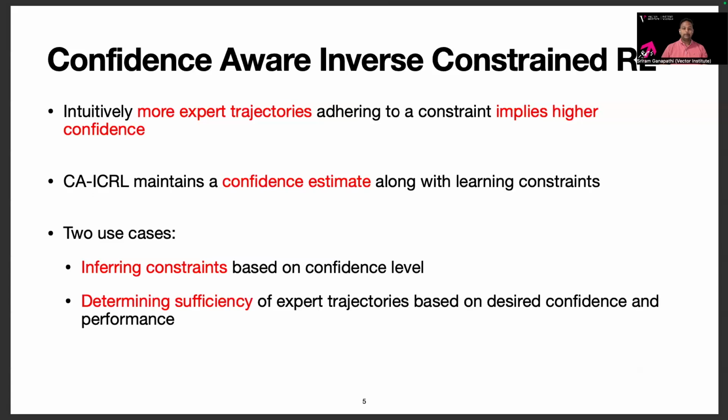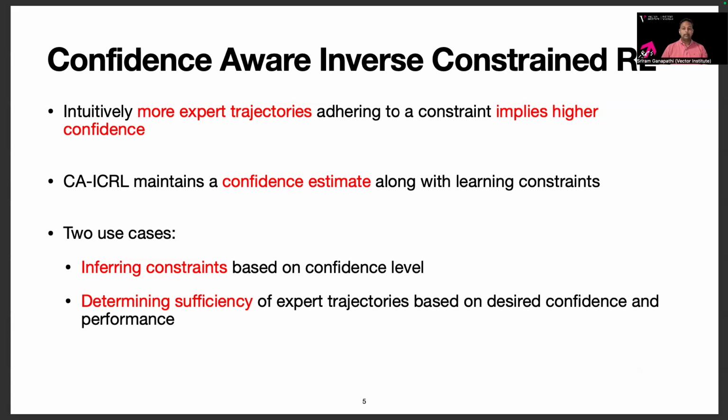This work is on confidence-aware inverse constraint reinforcement learning, where the intuition is that more expert trajectories adhering to a constraint implies higher confidence in that constraint. Practitioners usually have a notion of confidence with which they would like to accept or reject the constraint learned from data. Prior work did not provide a way to maintain confidence in the estimated constraints. Our work provides a novel ICRL algorithm called confidence-aware ICRL, or CAICRL. CAICRL is capable of maintaining confidence measures in the estimated constraints.